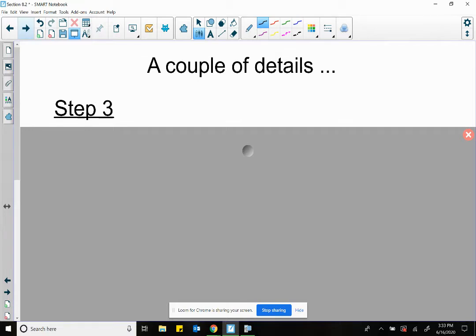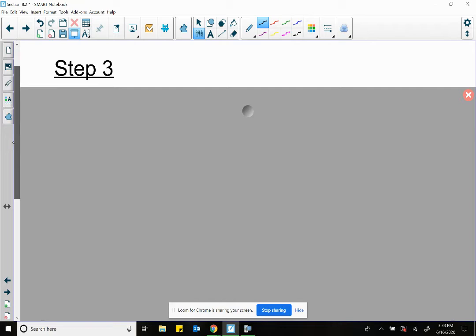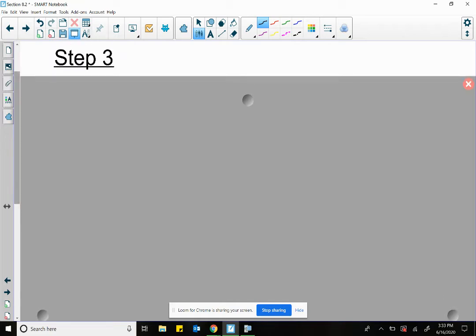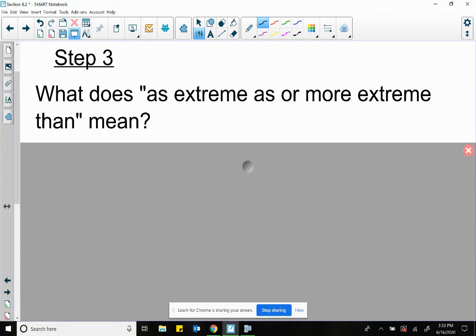All right, step 3, a couple details in here. This is the computing. I've already told you how to compute the Z statistic, the Z test. We did that in 8.1. Now in here, I want to talk a little bit more about what "as extreme as or more extreme than" means. This is talking about the repeatability of this situation.